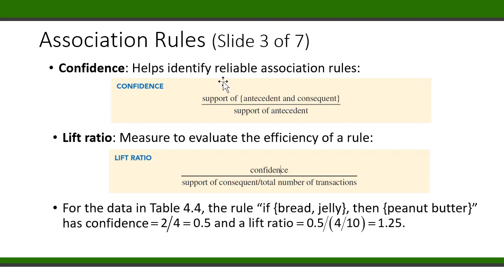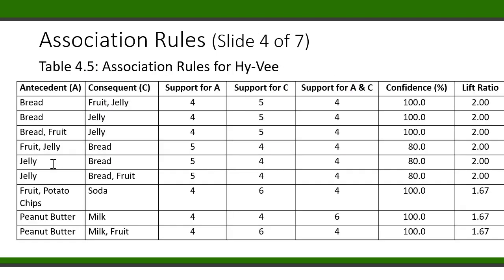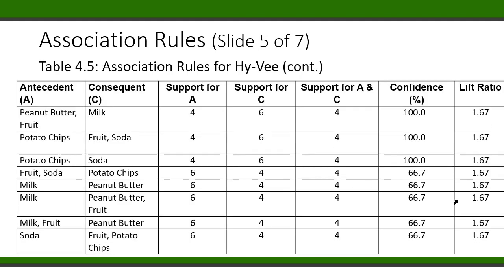Looking at the example in your book, we've got it broken out as antecedent, consequent, support for A, support for C, support for A and C. We calculated the confidence percent, and then from there the lift ratio. So with a 2, it's a good rule. Greater than 1, not so good, about the same. Sometimes it happens. It's better than not having a rule at all.